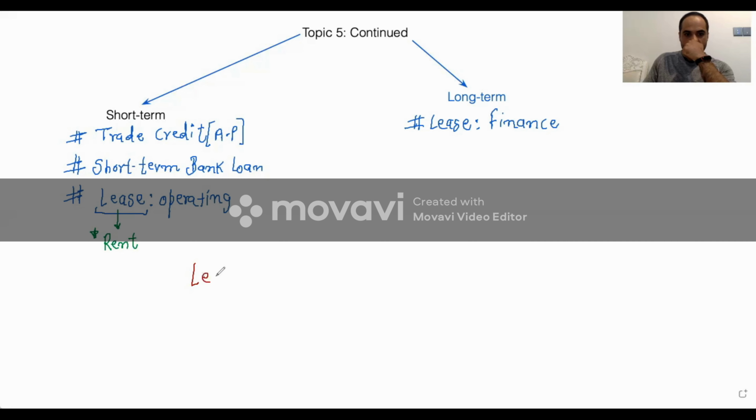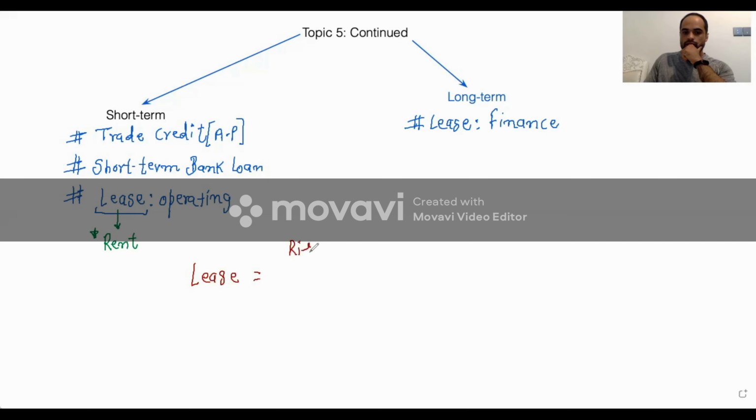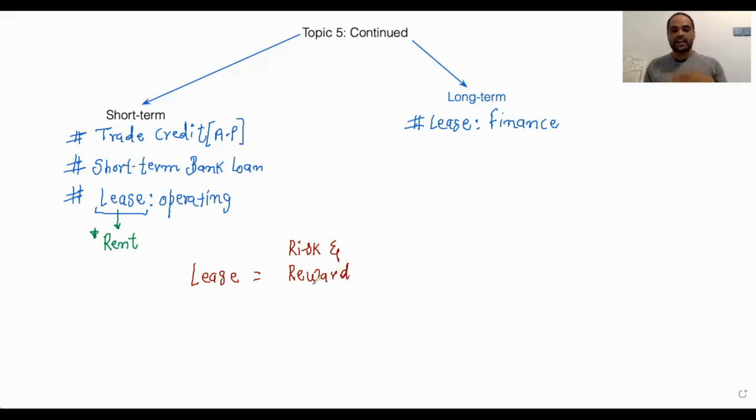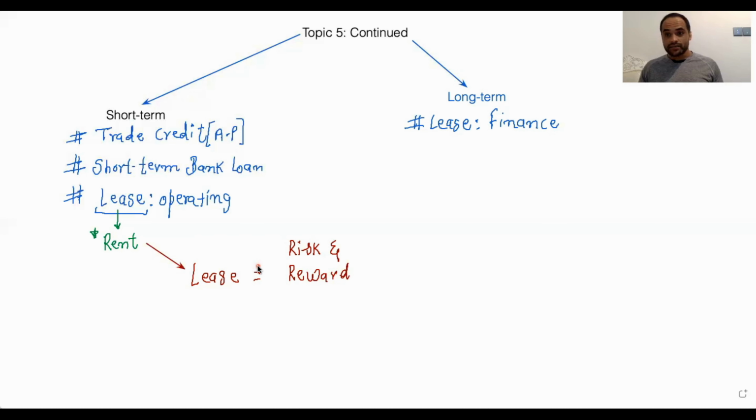So lease. Lease means, okay, you need to understand risk and reward. Before you understand the meaning of lease, we need to understand the meaning of risk and reward. All right. Again, lease means rent. If you're gonna rent any kinds of assets, you have a risk of that assets and you have a reward from that assets. So that's the meaning of risk and reward.